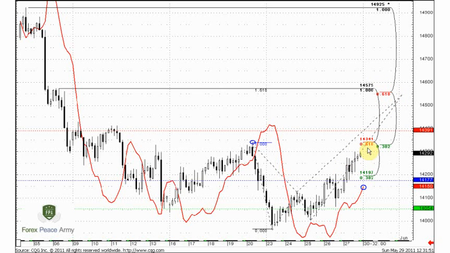Okay, so the current situation and environment on the market suggests that the market could show some retracement to the 141.70, 141.80 area.